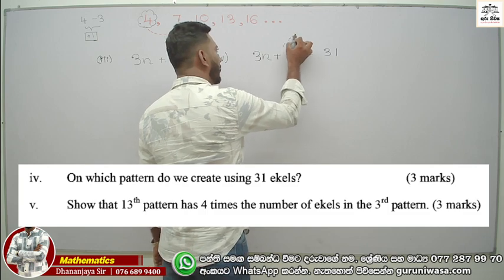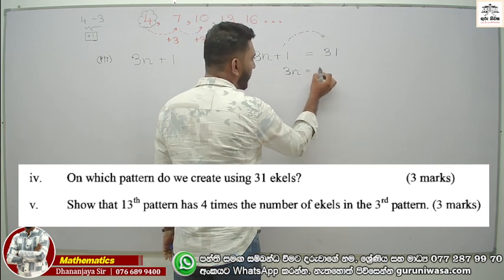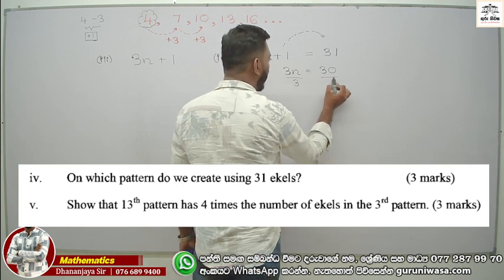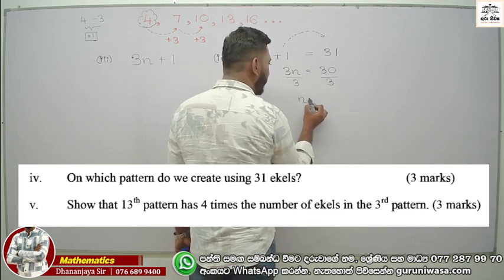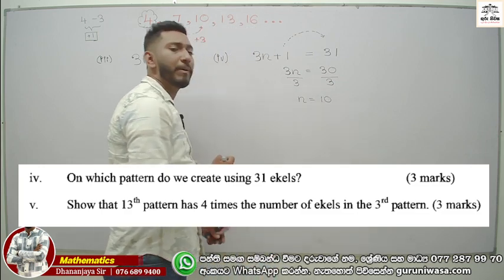Now, plus 1 goes to the other side. It becomes minus 1. Now, it should be 30. Now, both sides are divided by 3. Finally, n is equal to 10. Then the answer is the 10th pattern.